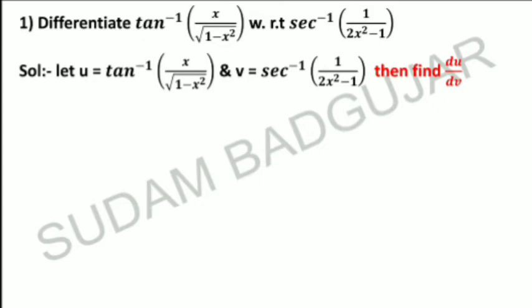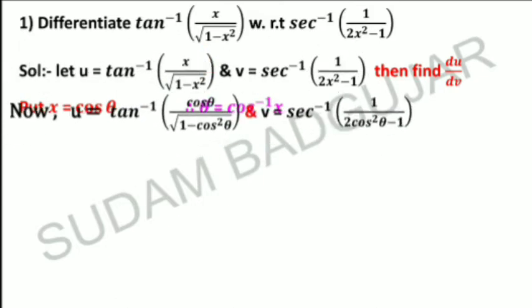Now you have to observe this sum. It is under root of 1 minus x square, then put x equal to sin theta or cos theta. But what is the second part? V is equal to sec inverse of 1 upon 2x square minus 1. You know 2 cos square theta minus 1 is cos 2 theta. So here we put x equal to cos theta for both the functions, for u and v. Then theta will be cos inverse x.